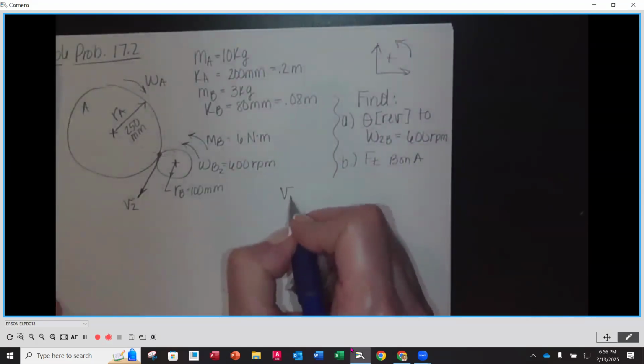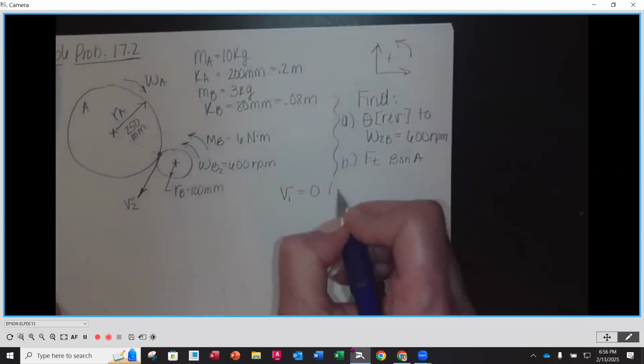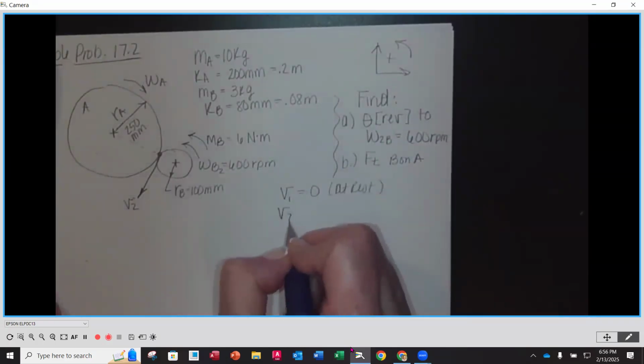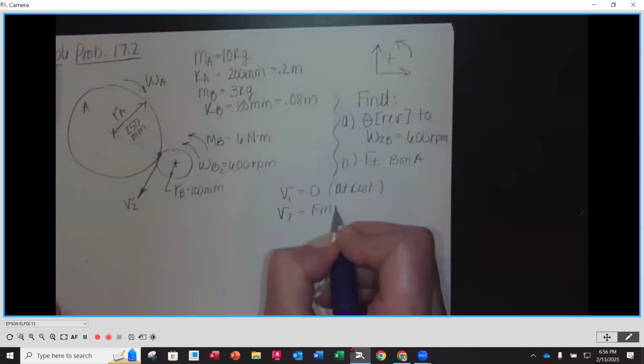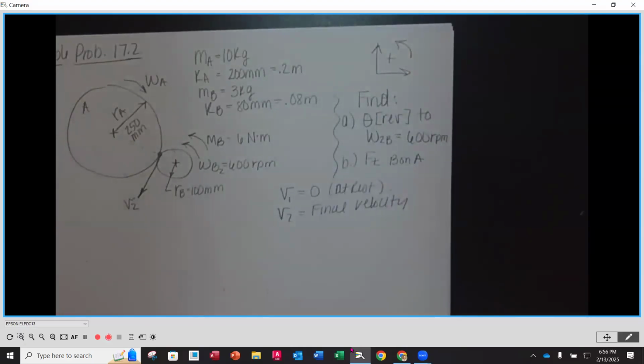We can say that our V1 is equal to 0. As we start here, we're not going to be moving, it's going to be at rest. And then V2 is going to be the final velocity.